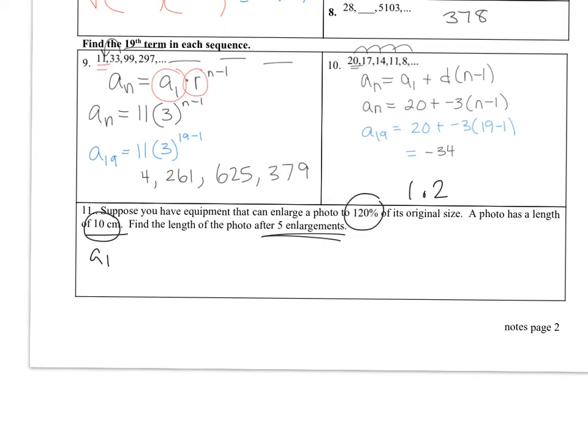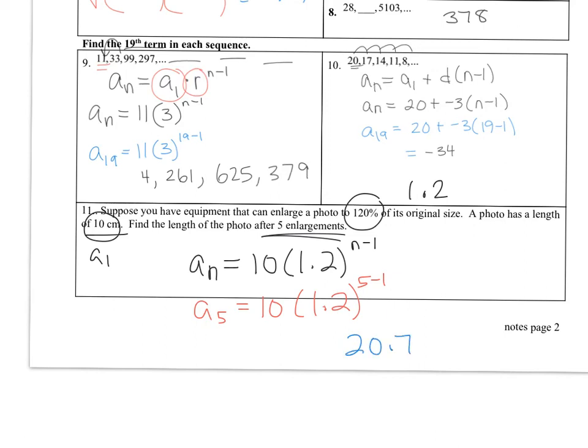So I'm going to write my explicit formula, which is a sub n equals a sub 1, which is 10, times r, which is 1.2, to the n minus 1 power. But I want 5 enlargements, so I do a sub 5 equals 10 times 1.2 to the 5 minus 1. I can put that in my calculator. Again, be careful: you're just going to do 1.2 to the 4th power. And I get 20.736 centimeters. Units are centimeters.